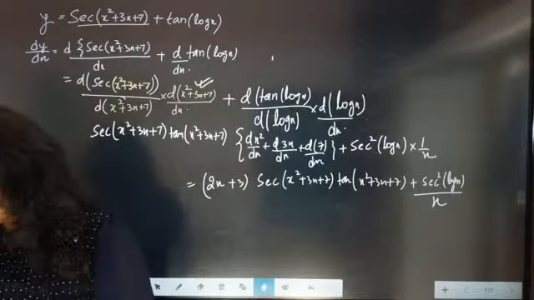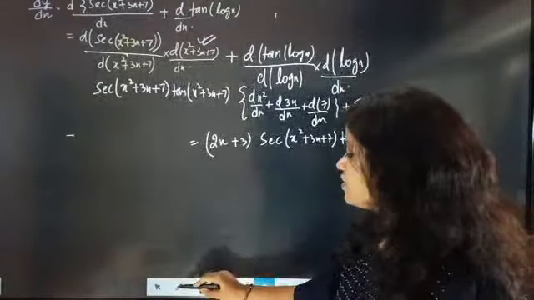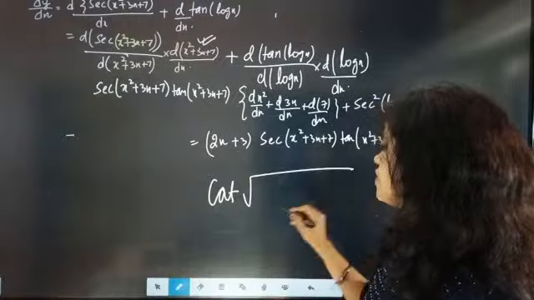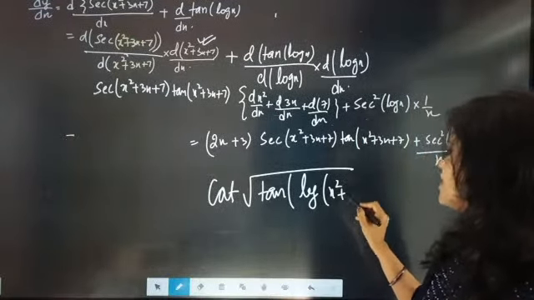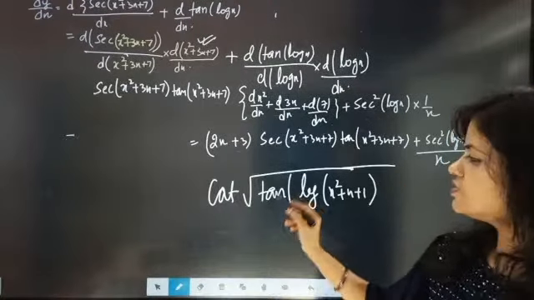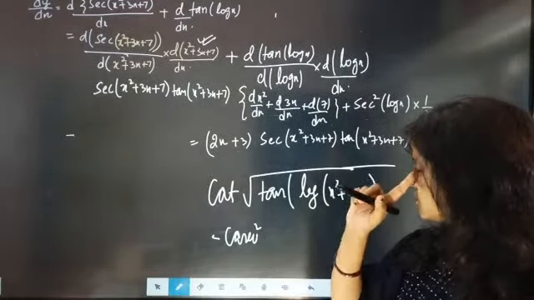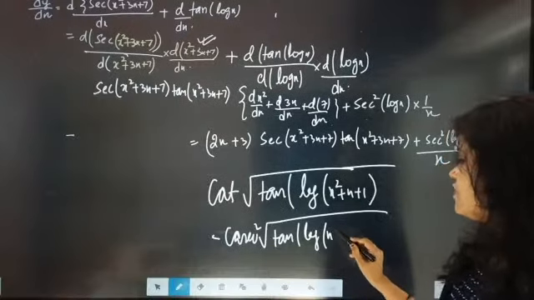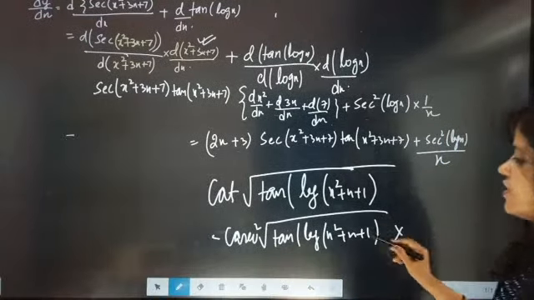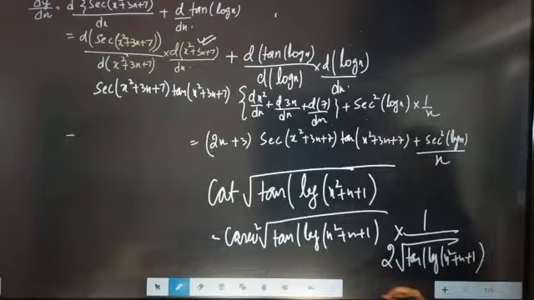Tomorrow we are going to solve some very tricky questions, and tomorrow we will be solving questions like this: cot of root of tan of log of x square plus x plus 1. In one shot we can say the answer is minus cosecant square. Okay, so it is going to come as root of tan of log of x square plus x plus 1. Root will become 1 by 2 root under tan of log of x square plus x plus 1. Now the root part is solved.